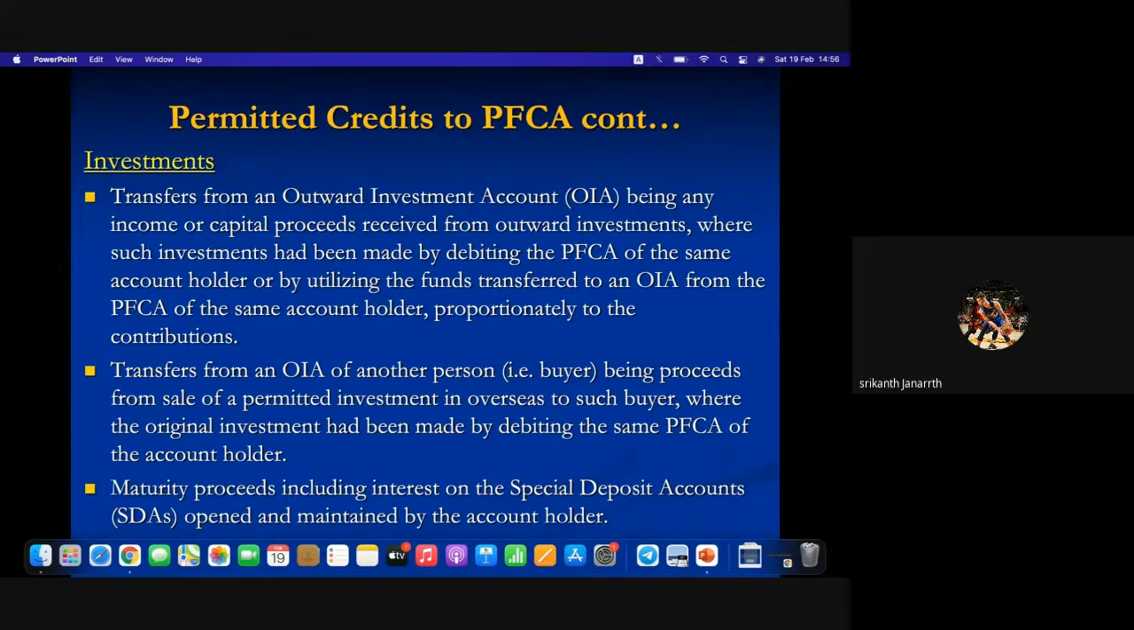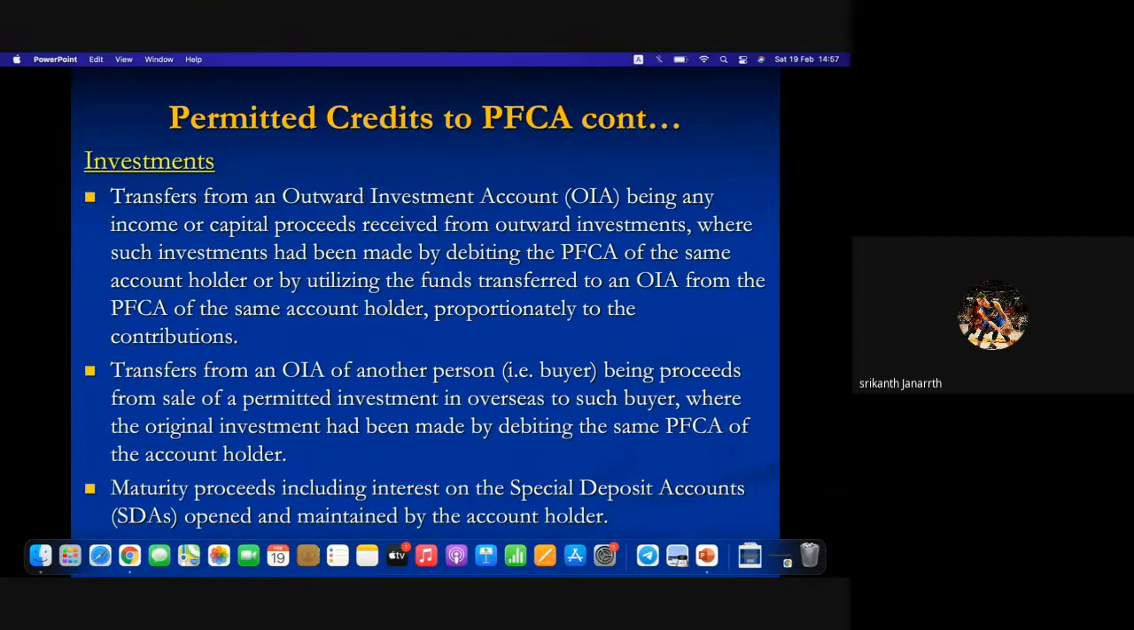So what does it mean? Sri Lankans are permitted to invest outside Sri Lanka: to buy shares, debentures, sovereign bonds, corporate bonds, unit trusts, all are permitted. So you can invest. You can't buy immovable property. Other than that, you can buy any securities, right?